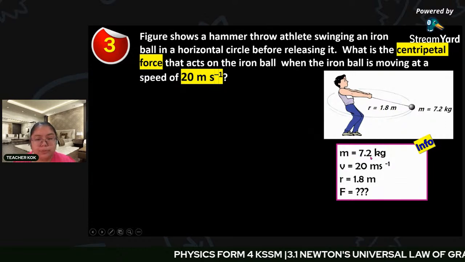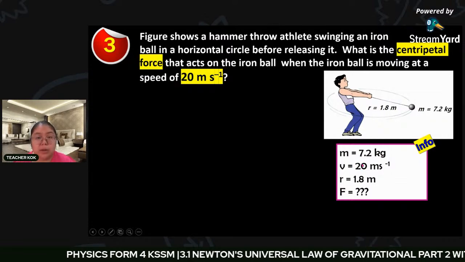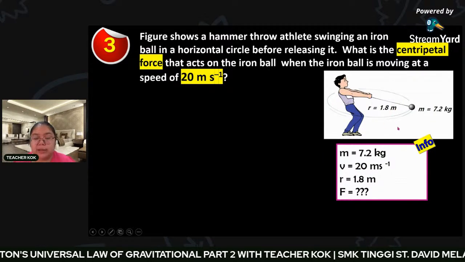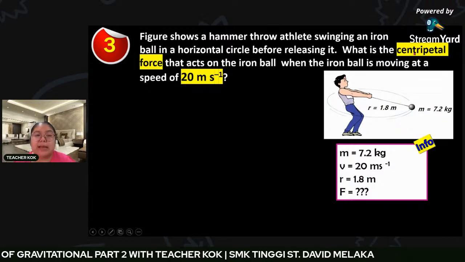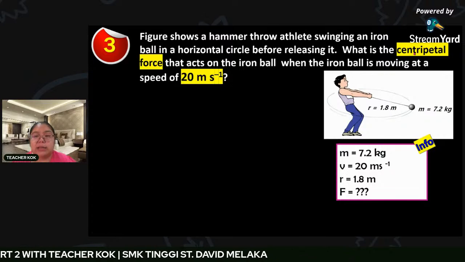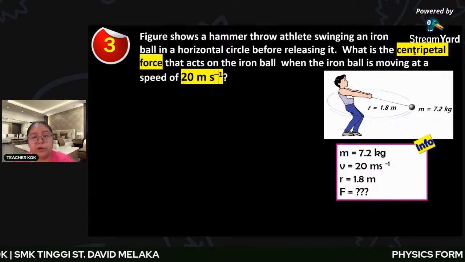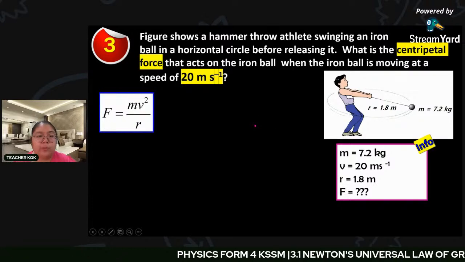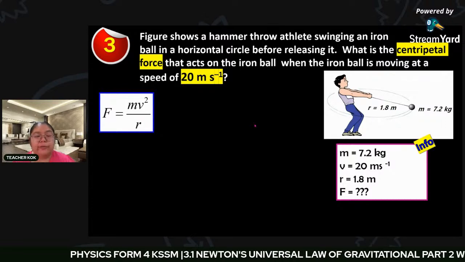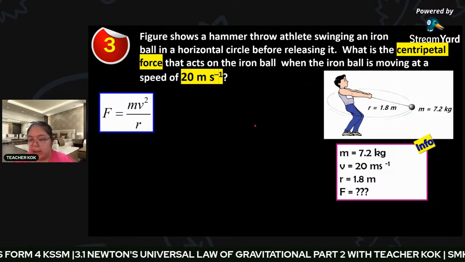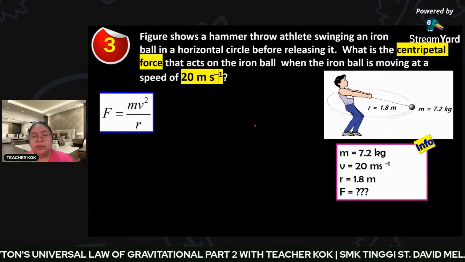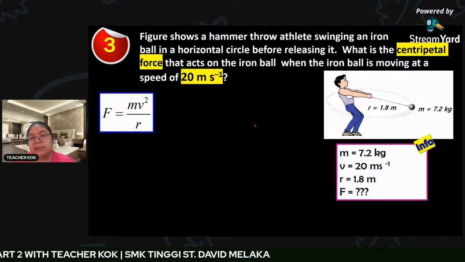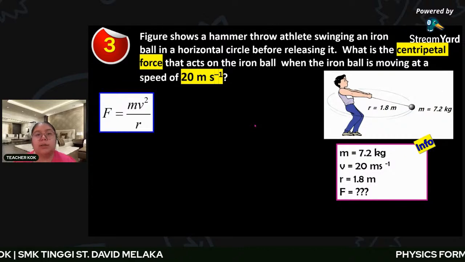The mass of the ball, the velocity of the ball swinging, 20. Then the radius of the circle is 1.8. Now they want to find the centripetal force. Centripetal force means that when something rotates, a force pulls it, so we use the centripetal force formula, F equals mv squared over r. Okay, anybody here, just press your calculator and show me the answer. What is the centripetal force when you are swinging the ball like this?